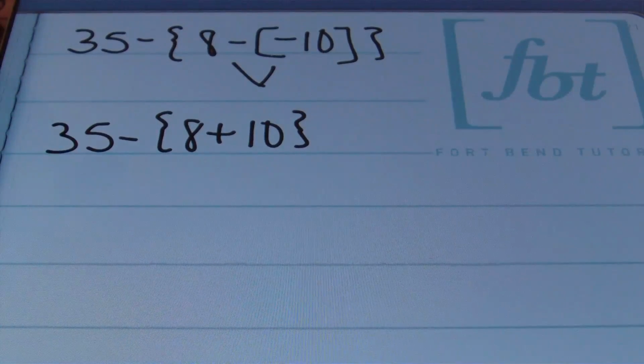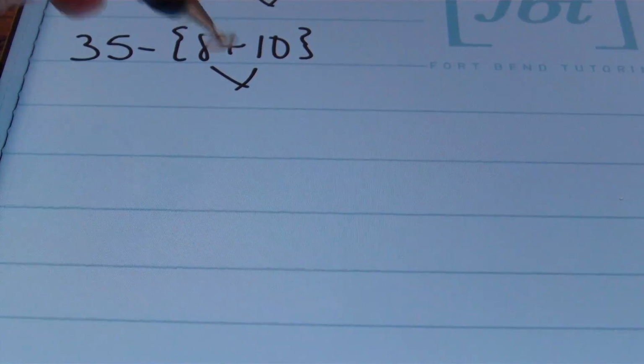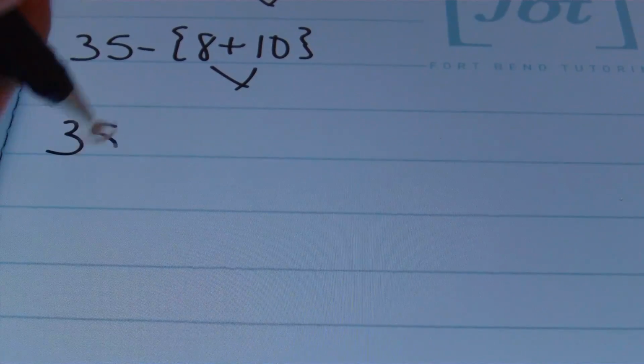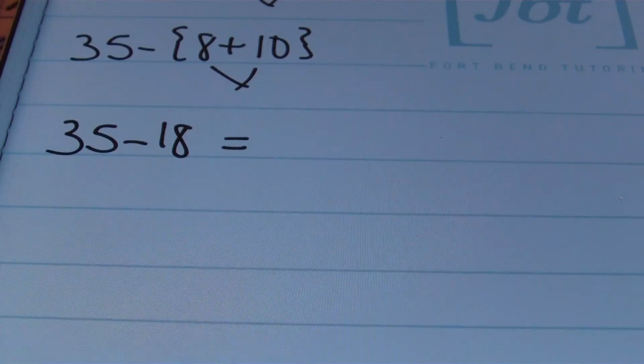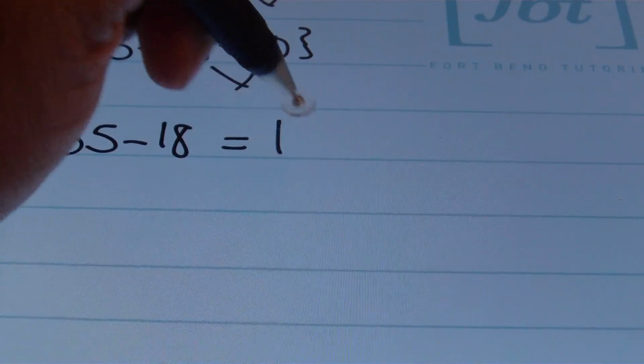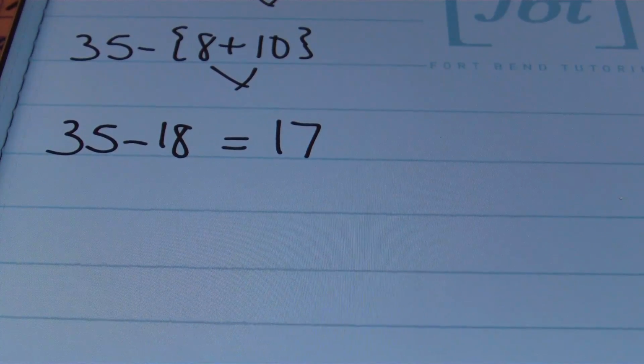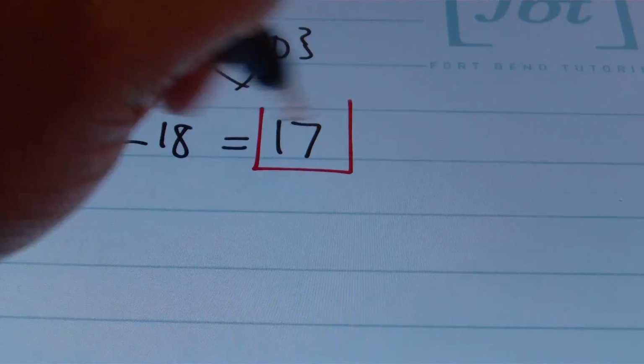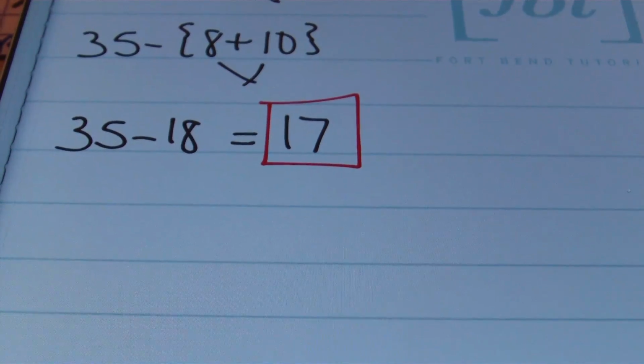Then we'll be combining 8 and 10 together to get 35 minus 18. And 35 minus 18 is 17. Red box it. Done and done, ladies and gentlemen. 17 is the answer. Let's move on to our next problem.